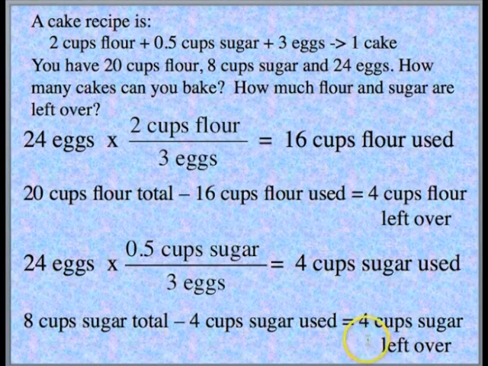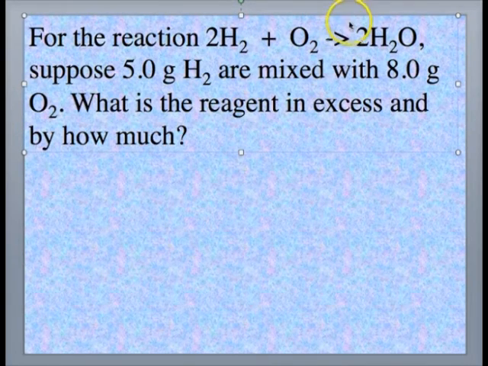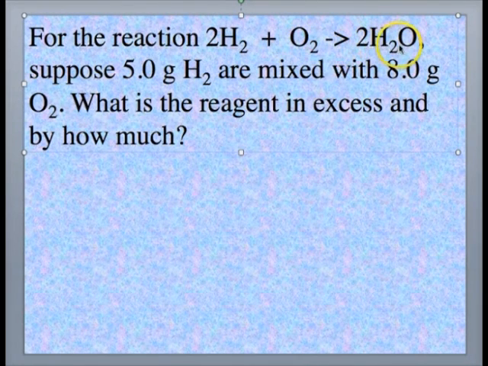So the limiting ingredient not only tells me how many cakes I can bake, the limiting ingredient also tells me how much of the other ingredients are going to be used. So let's move on from our cake making analogy to an actual reaction. 2 moles of hydrogen react with 1 mole of oxygen to form 2 moles of water. And suppose we have 5 grams of hydrogen mixed with 8 grams of oxygen. What's the reagent in excess and by how much?